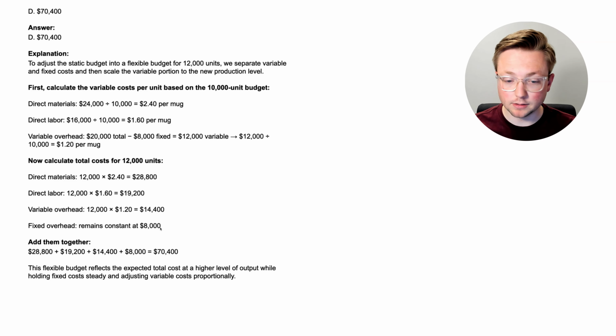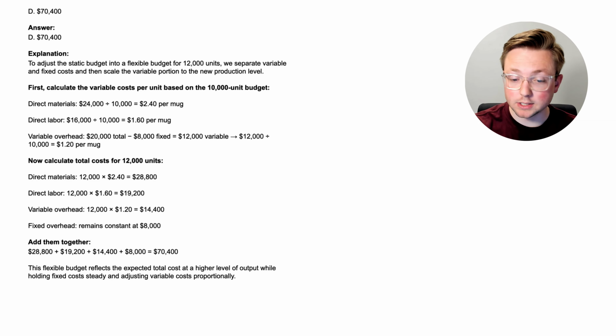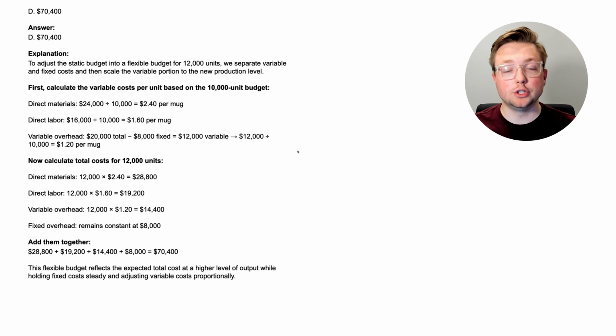It stays at 8,000. We add all that up together, and that gives us $70,400 of total production costs. This flexible budget reflects the expected total cost at a higher level of output while holding fixed costs steady and adjusting variable costs proportionally. So I think that should make sense. The variable costs changed with the amount of units that were produced. The fixed overhead didn't change. So this one's not too difficult once you think it through.